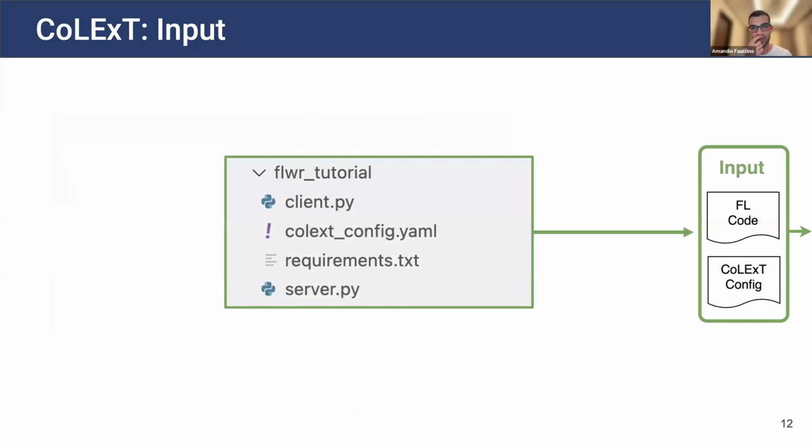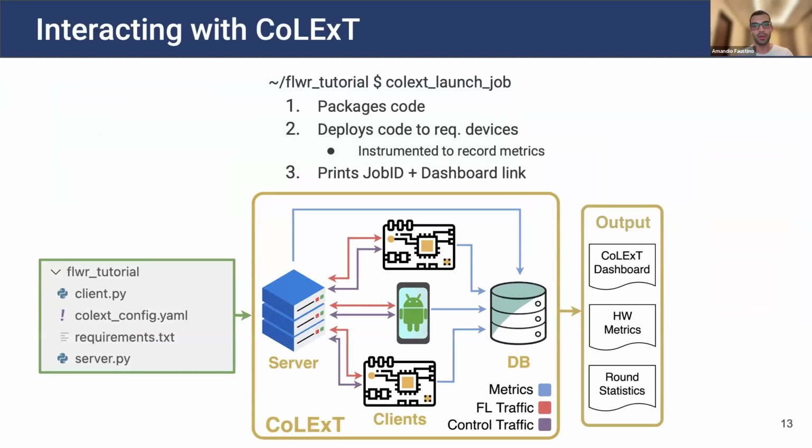Okay, so with those finished, the working directory can look very simple, just like this. We have the client code and the server code, which includes the strategy, the requirements.txt file that lists all the dependencies, and the configuration file we just saw, where we specify the entry points and the devices we're going to use for the experiment. Okay, so that's really it from the user side.